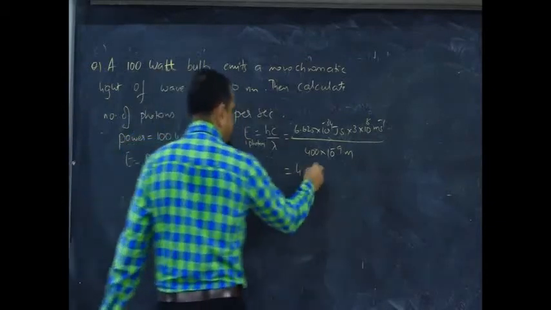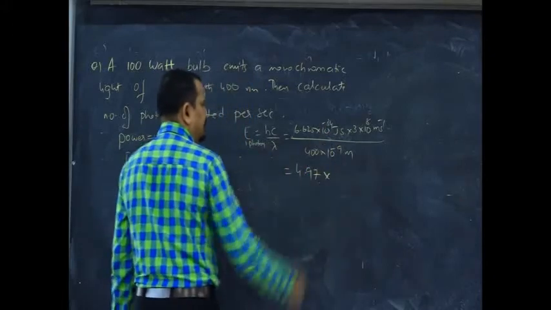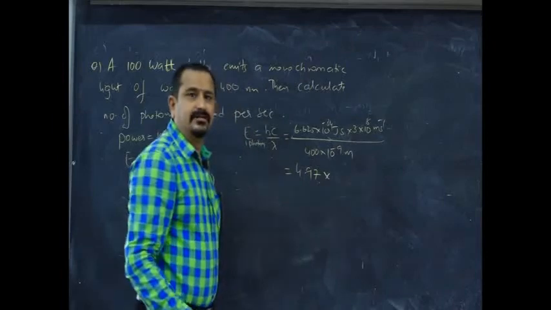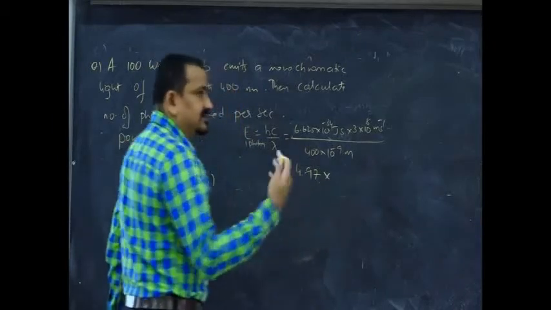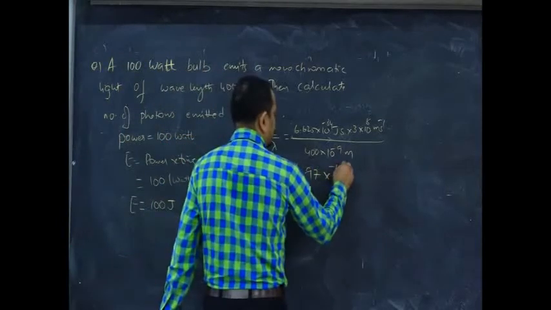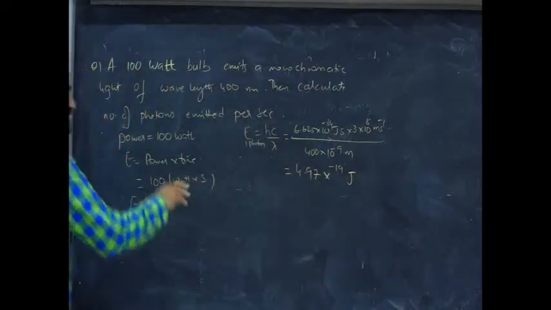So it is 4.97 or so. On simplification, the powers are 10 power minus 34 joule second over 10 power minus 9, giving 10 power minus 19 joules. Now this is the energy of one photon.